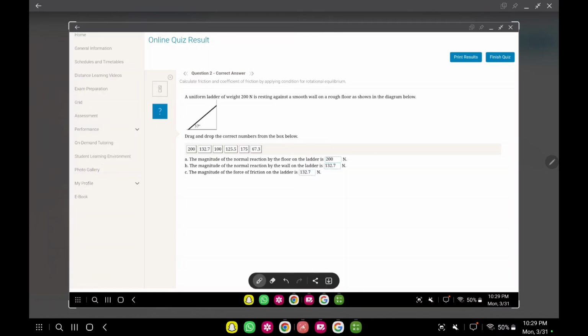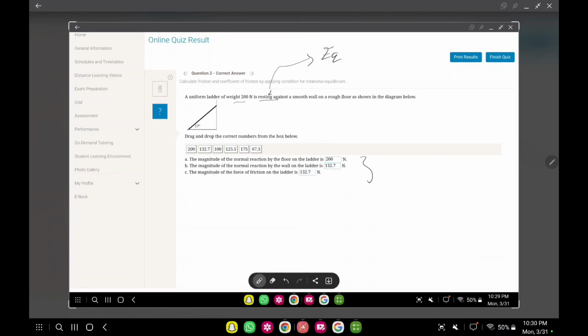Anyways, drag and drop the magnitude of the normal reaction by the floor on the ladder, by the wall on the ladder, and the friction. Okay, so what do we know about this ladder? We know that its weight is 200 newtons. We know that it's resting against a smooth wall on a rough floor as shown below. So it's resting. What does that mean? That means it's in equilibrium.